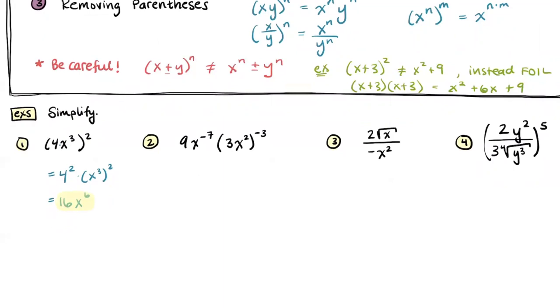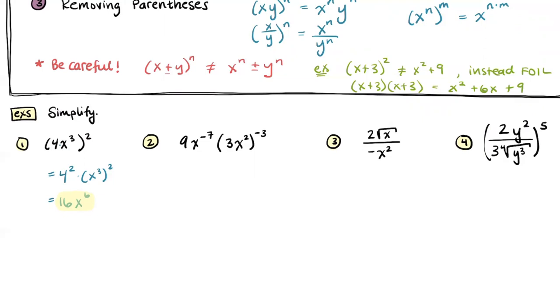As I'm going through these examples throughout the whole semester, I would really recommend that whenever we start another one, like for example, we're going to start number 2 in just a second, you pause the video and try to go through it on your own. Or even don't pause it, but try to be actively participating in this process for every example that we do. So here in number 2, we have 9x to the negative 7th times parentheses 3x squared, and all that is raised to the negative 3rd power.